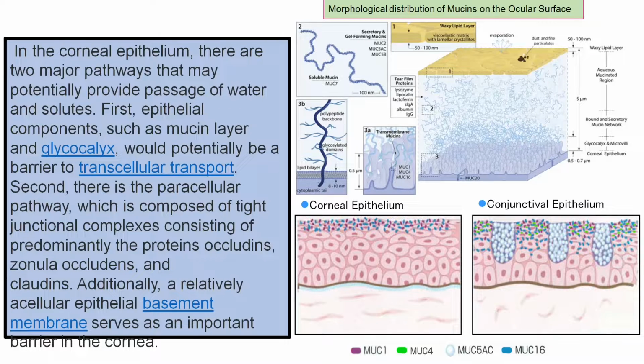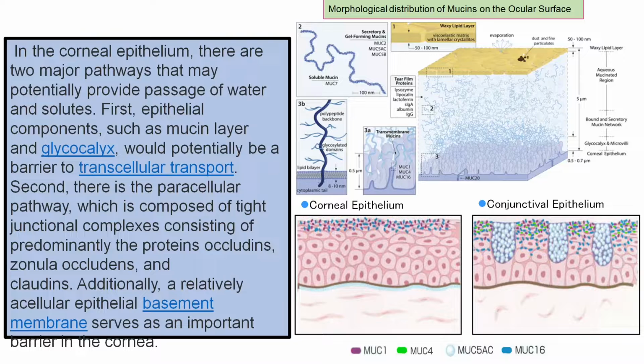In the corneal epithelium, there are two major pathways that may potentially provide passage of water and solutes. First, epithelial components such as mucin layer and glycocalyx would potentially be a barrier to transcellular transport. Mucins, as you see in the right insert, can be either secretory, like mucins 2, 7, MUC5AC and B, or membrane-bound mucins, like mucins 1, 4, and 16. The lower inserts show the distribution of mucins in the corneal and conjunctival epithelium.